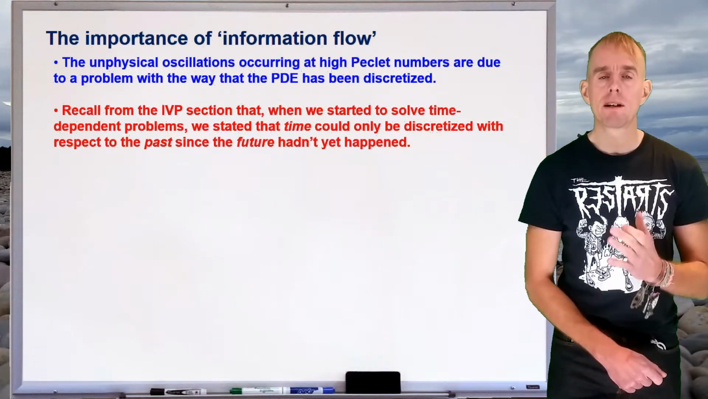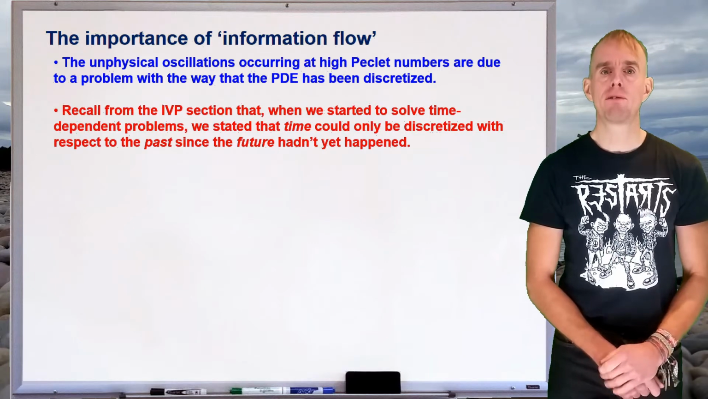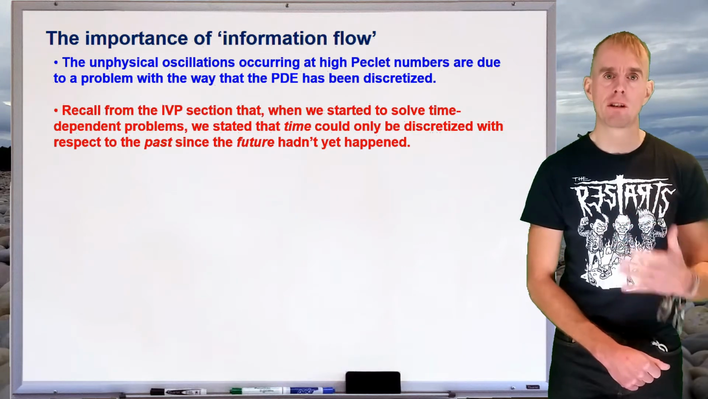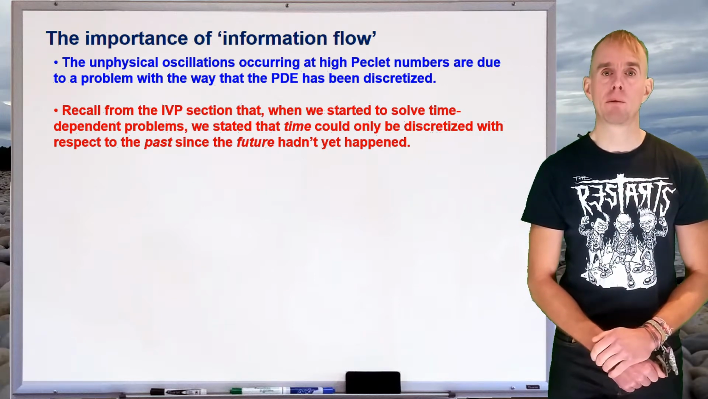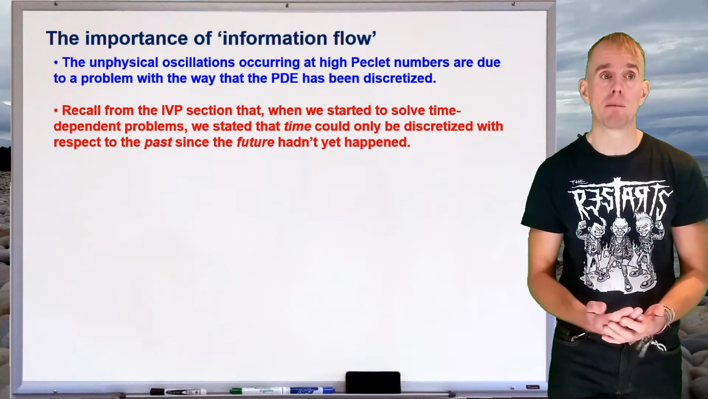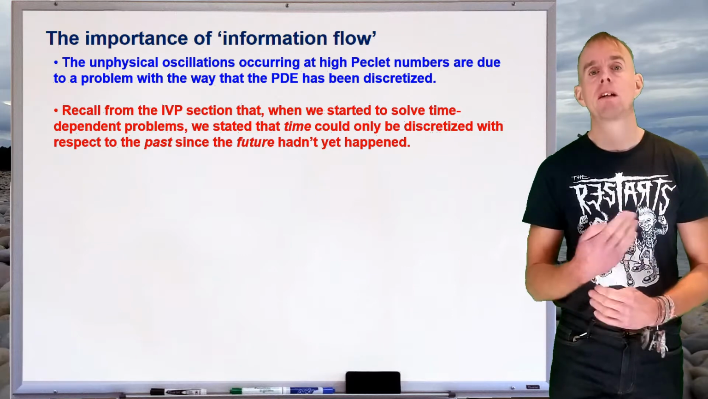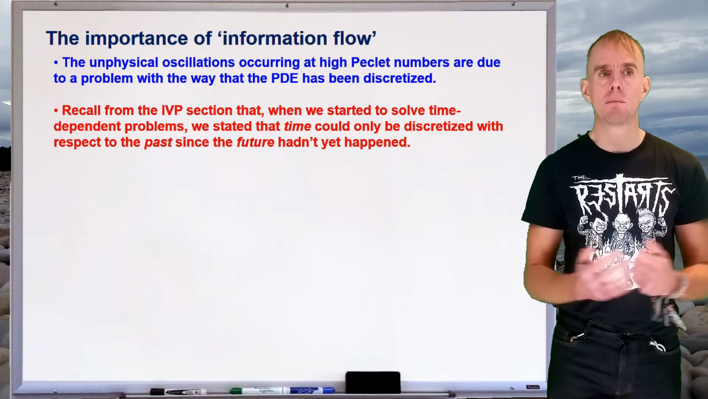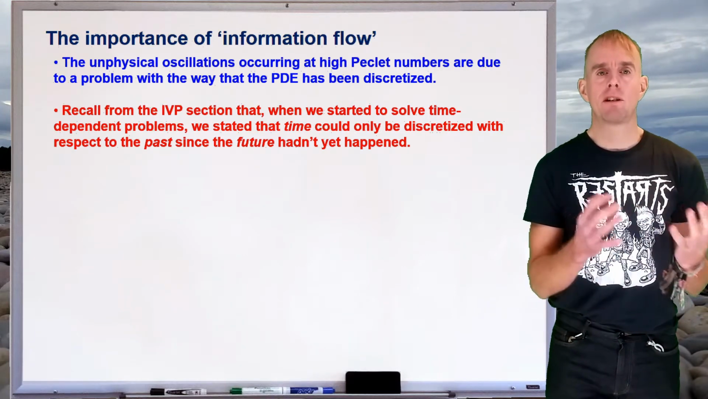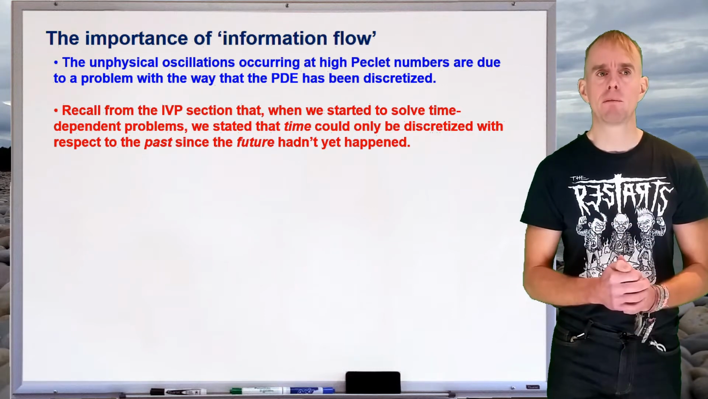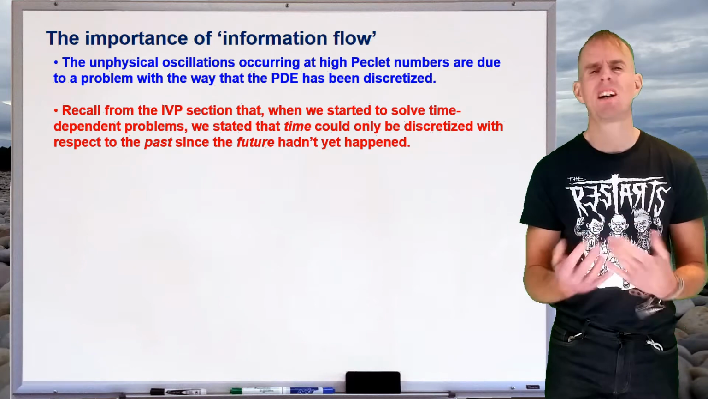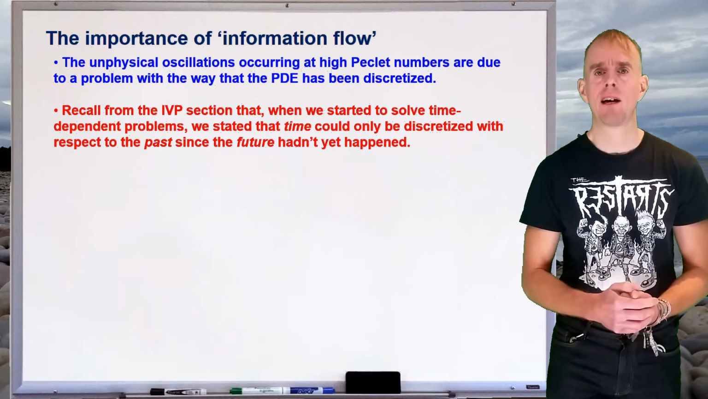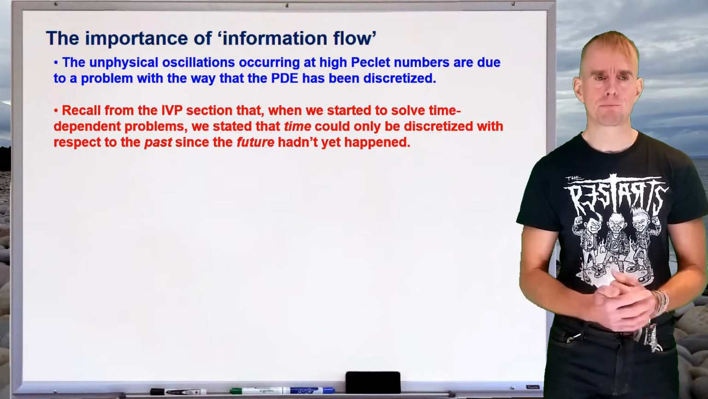We saw in the last part of this lecture unphysical oscillations in the solution to this transport problem where the Peclet number was high, where convection dominated the problem. If we think back to last lecture and our initial value problems, we started to solve our time-dependent problems by using central differencing for time, and we realised that we can't do that because the future hasn't happened and it makes no physical sense.